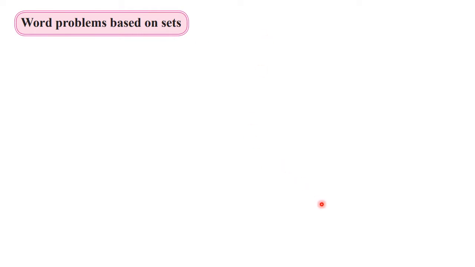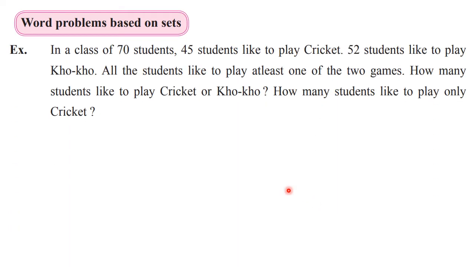Let us see the first problem here. In a class of 70 students, 45 students like to play cricket, 52 students like to play kho.